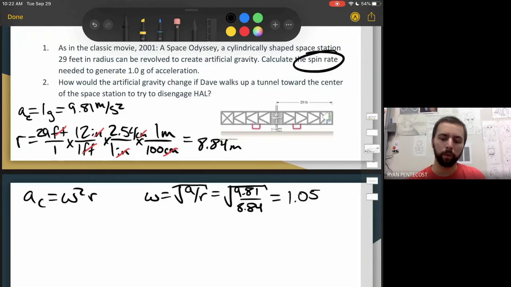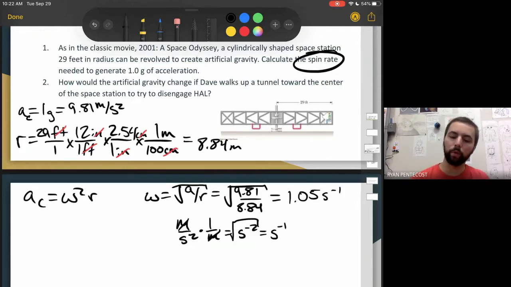What unit would we use? So what we did is we took meters per second squared, and we divided that by meters, right? So that canceled. So we got seconds to the -2, but we did square root that. So that gives us seconds to the -1. And remember, when you get seconds to the -1, you're really getting radians per second.